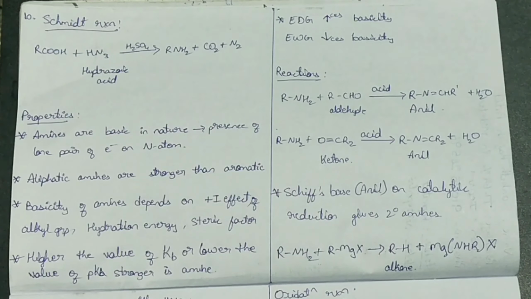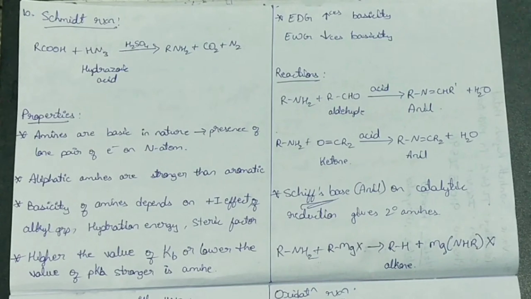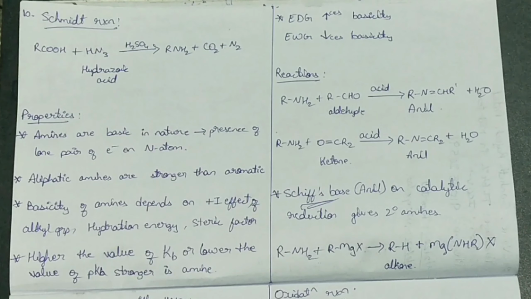If electron donating groups increase the basicity of amines, in the same way electron withdrawing groups decrease the basicity of amines. Next are some chemical reactions. Primary amine reacting with an aldehyde in the presence of an acid gives an anil, also known as a Schiff's base. Primary amine reacting with a ketone also gives an anil. Schiff base or anil on catalytic reduction gives a secondary amine.